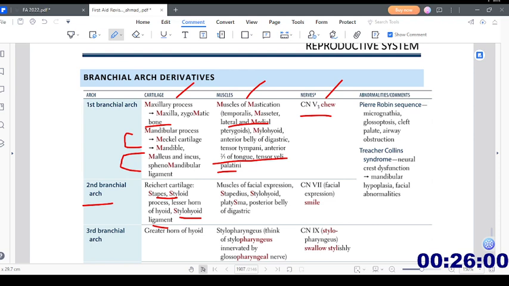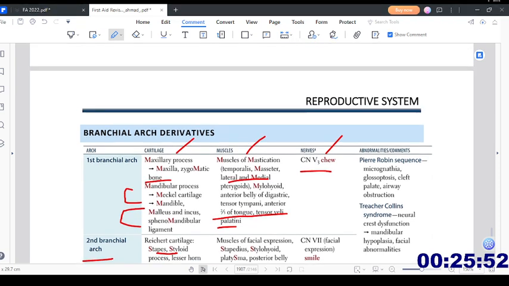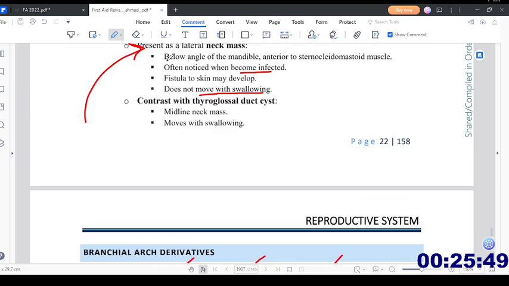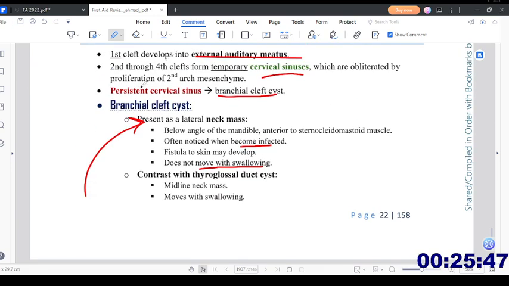So this is branchial cleft cyst, and that is developing because the second through 4th clefts did not involute. So the cervical sinus basically did not regress. Here you can see if there is persistent cervical sinus, that causes the formation of the branchial cleft cyst. Second through 4th cleft form temporary sinuses.